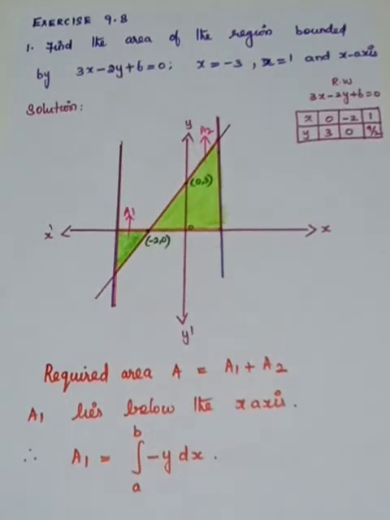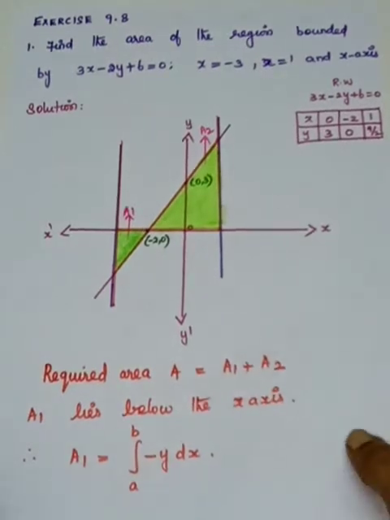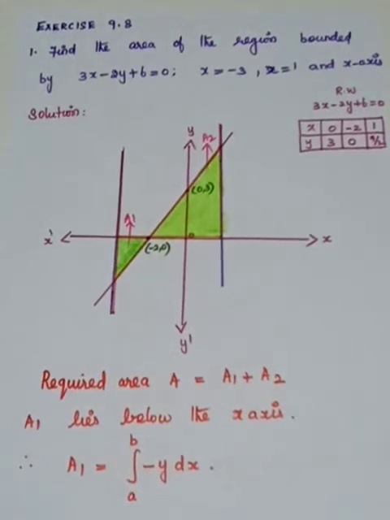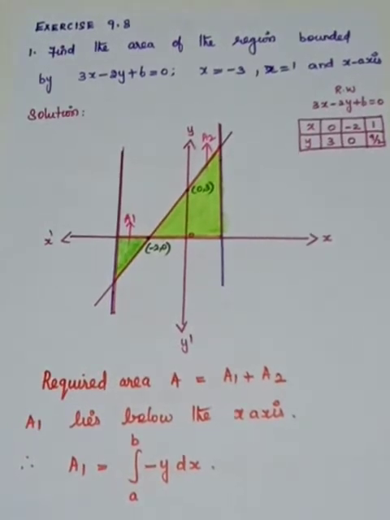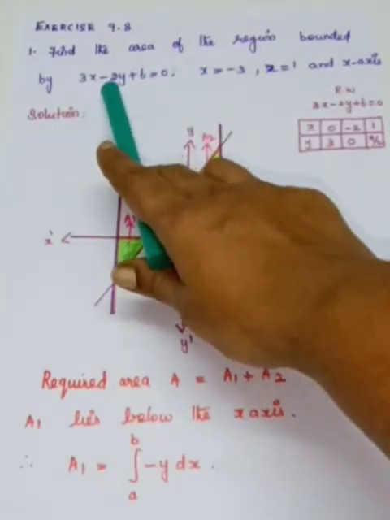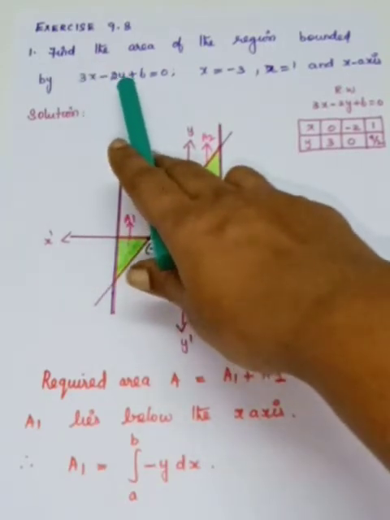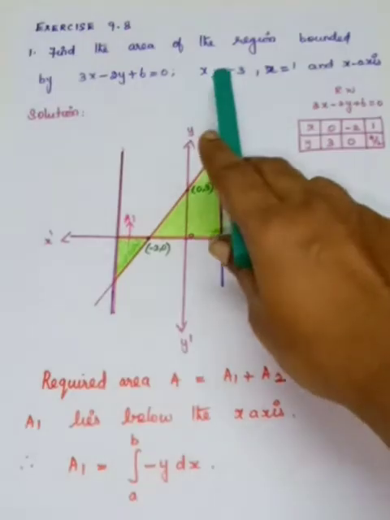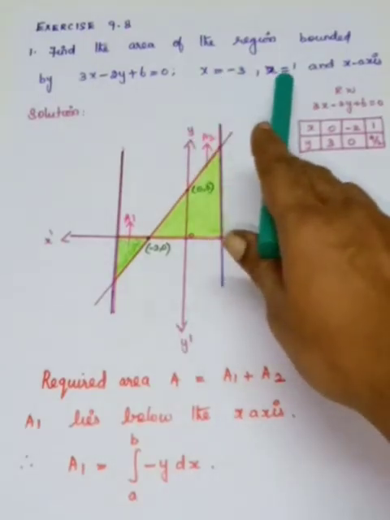See the exercise 9.8. First one: find the area of the region bounded by 3x minus 2y plus 6 is equal to 0, x is equal to minus 3, x is equal to 1, and the x-axis. You see that this is the line given. It is a linear equation, so it is a straight line. Instead of a curve you have a line and the x-axis, and the limits vary from x equal to minus 3 to x is equal to 1.